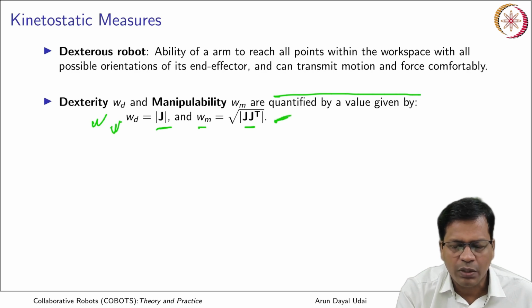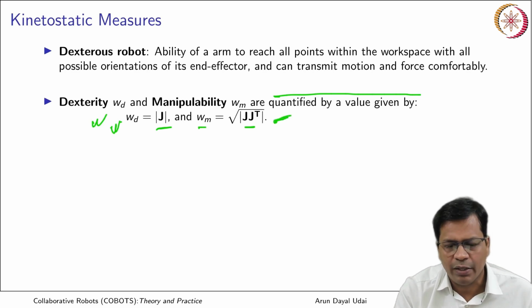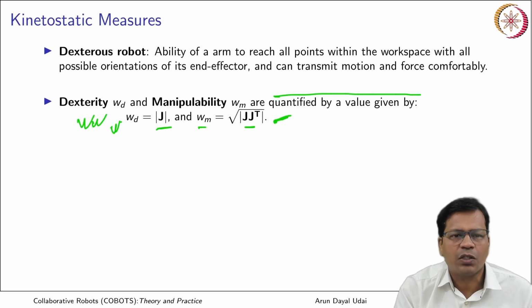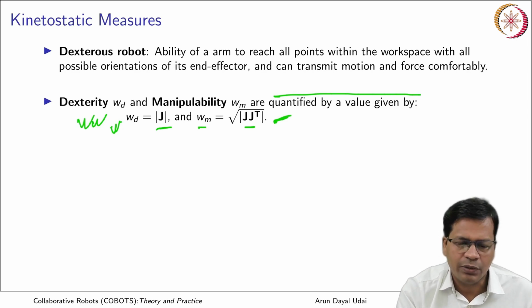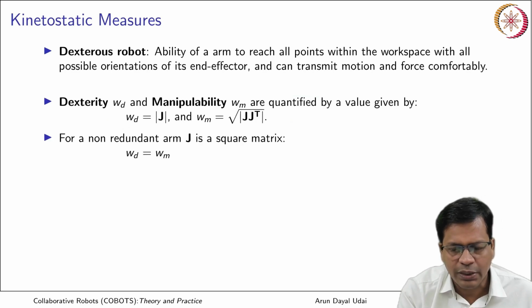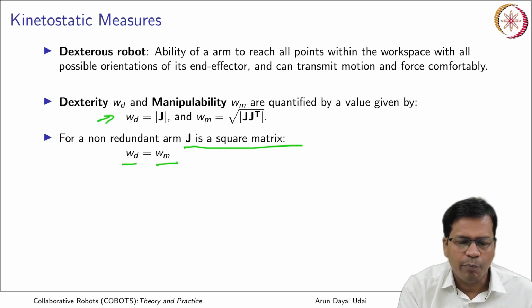This one is meant for a non-square Jacobian in case of a redundant robot like KUKA, AIVA and all, whereas for a 6 degrees of freedom robot, the Jacobian is already a square matrix and you can directly use this. Okay, so for a non-redundant robot, J is already a square matrix, WD and WM both are the same. So this is the measure of dexterity.